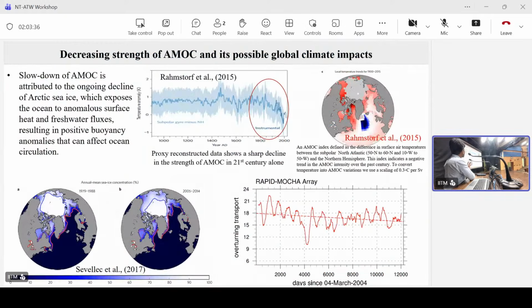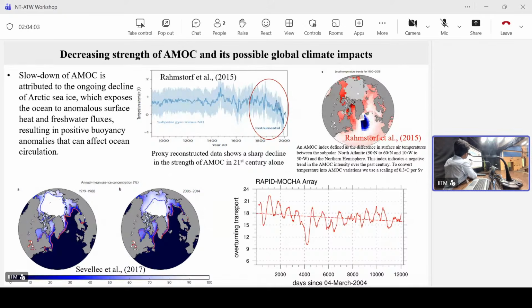So what are these reasons? Like why should AMOC change and what is happening in the recent decades? So a paper by Rahmstorf et al. 2015 has shown that the AMOC, from the index of the temperature, is declining in the recent decades. And if you see the surface temperature trends from 1900 to 2015, you see a hole, a warming hole here. This is because of the weakening of AMOC.